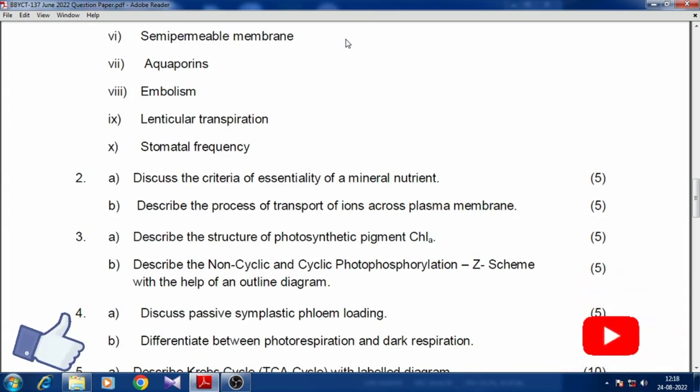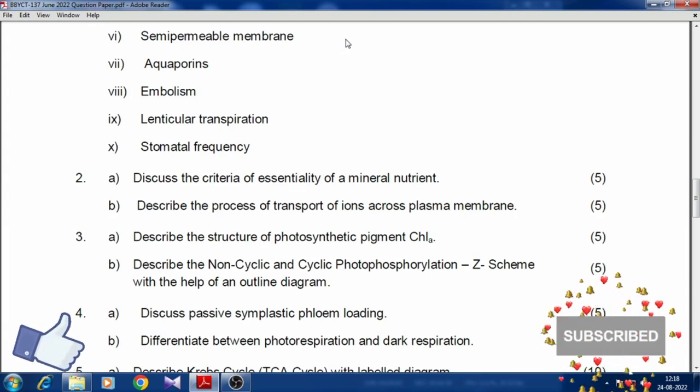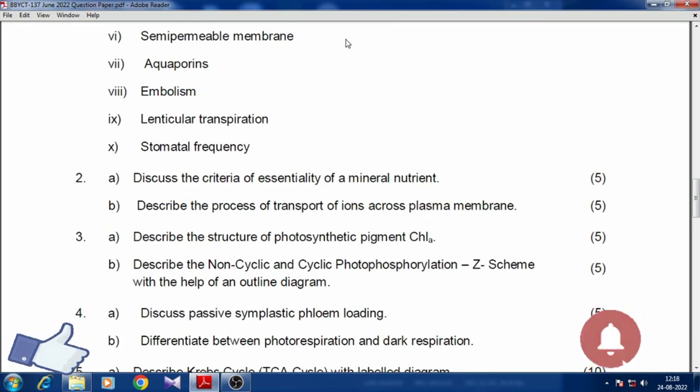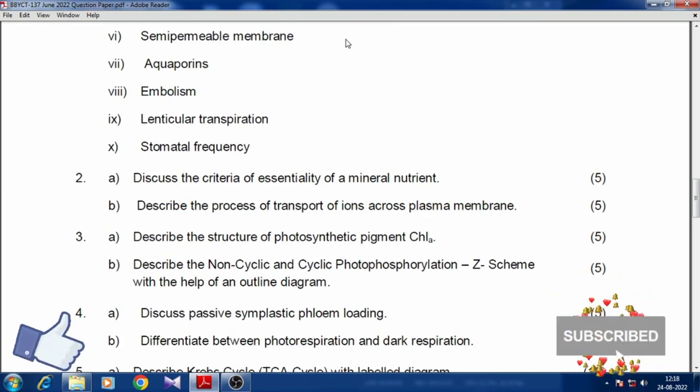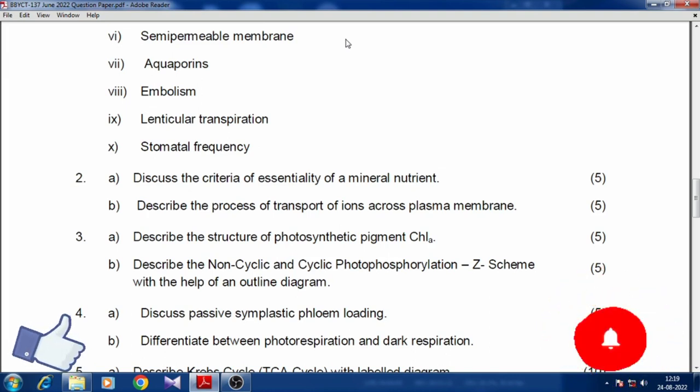chlorophyll a. Describe the non-cyclic and cyclic photophosphorylation. Z-scheme with a type of outline diagram. Describe the passive symplastic phloem loading. Differentiate between photorespiration and dark respiration.